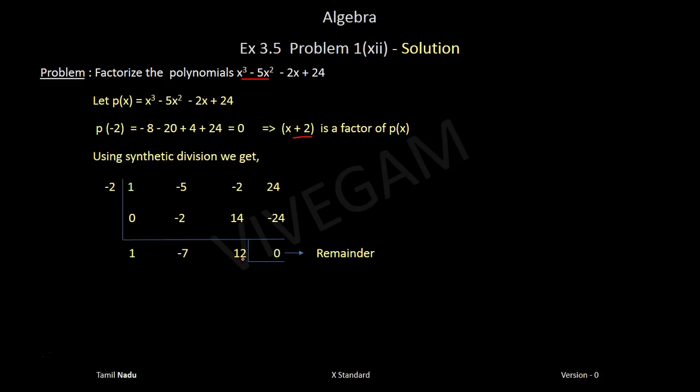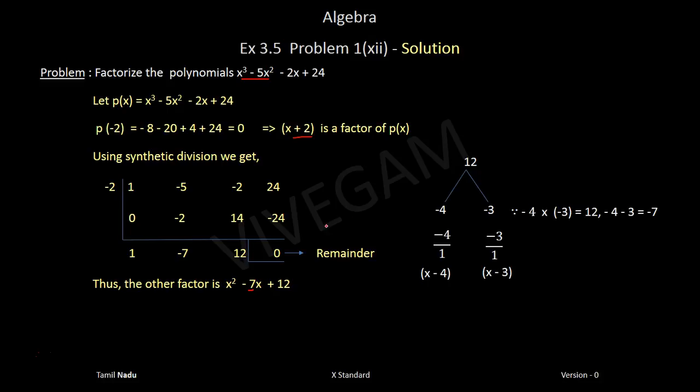This is a quotient. This is a constant, coefficient of x, and this is coefficient of x square. Therefore, the other factor is x square minus 7x plus 12. Now we'll have to factorize this. The coefficient of x square is 1. So 1 into 12 is 12. 12 needs to be factorized in such a way that when you add or subtract, you should get minus 7, which is the coefficient of x. So 12 can be written as minus 4 into minus 3, and minus 4 minus 3 is minus 7. So these are the factors. Okay, right? And that's what I've shown here.